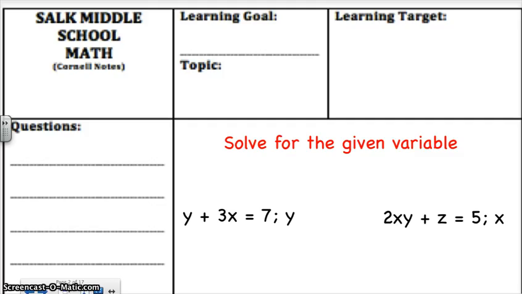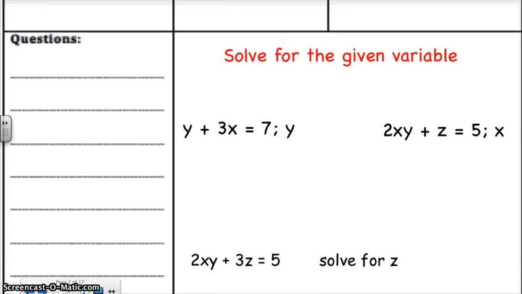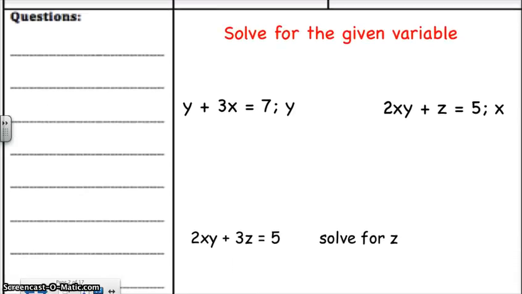More examples. We're always going to solve for the given variable here. We have y plus 3x equals 7. I want to solve for y. This comma means for y. The comma means get y alone. So this means for y. So I underline the y. That's what I want by itself.